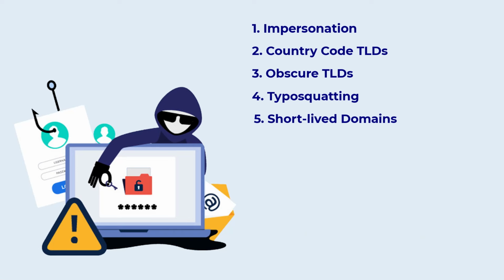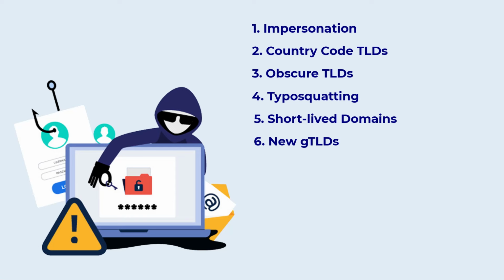Number 5, short-lived or disposable top-level domains. Some top-level domains allow for short-term registrations, such as .tk, .ml, .ga, and so on. Scammers create disposable websites for fraudulent purposes, knowing that the domain will be discarded after a short period, making it challenging for authorities to trace them.